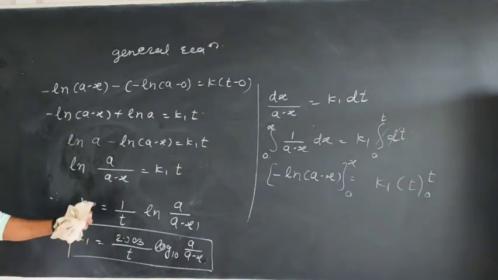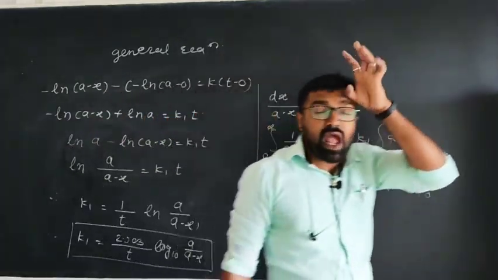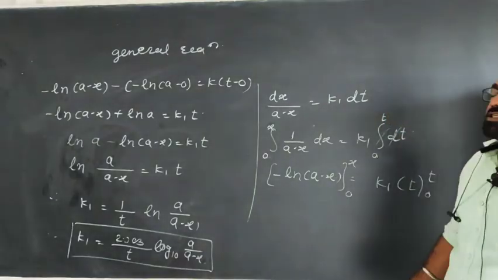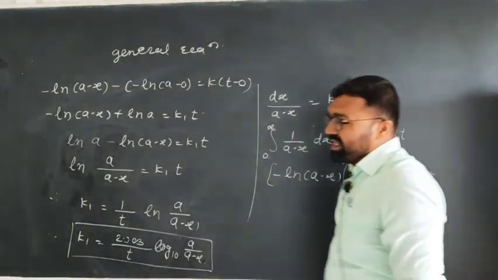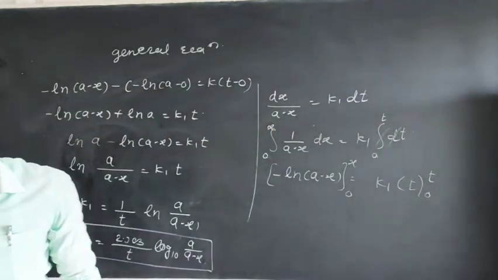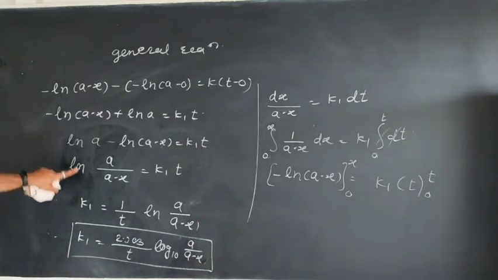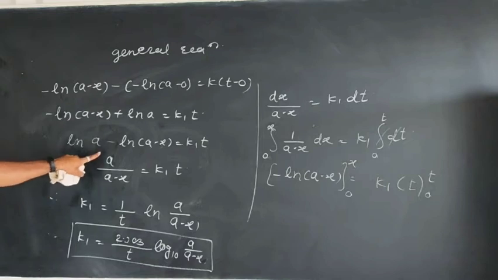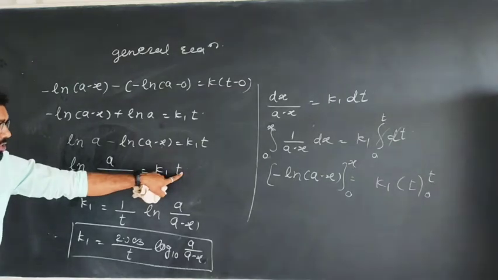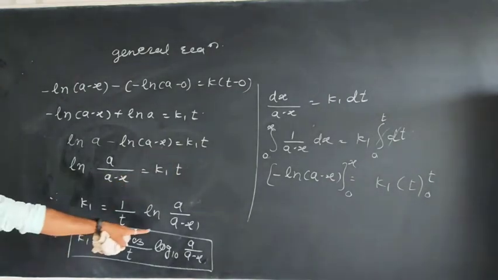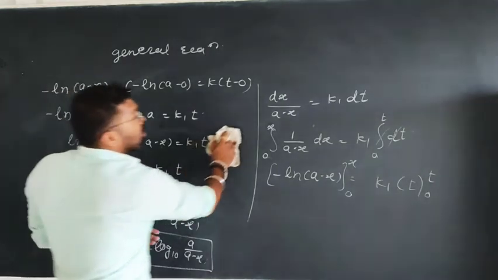Suppose you want to find the exponential form of the first order reaction, or the half life period, you can find anything from this equation. For the exponential form of this equation, you can put A upon A minus x equal to e raised to k1 into t. From this equation you can plot a graph.